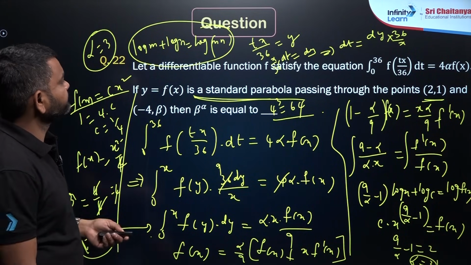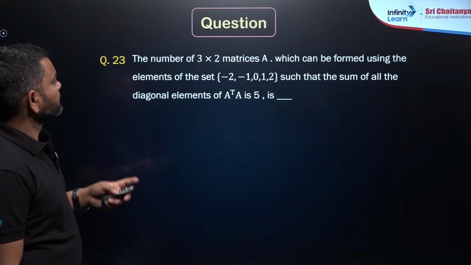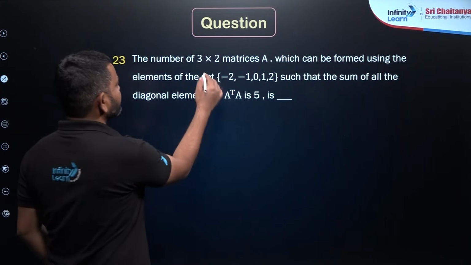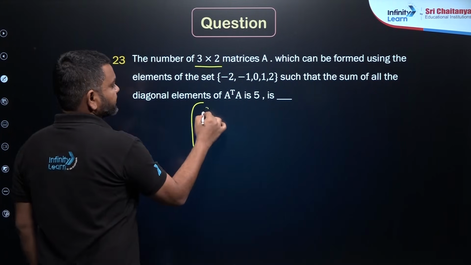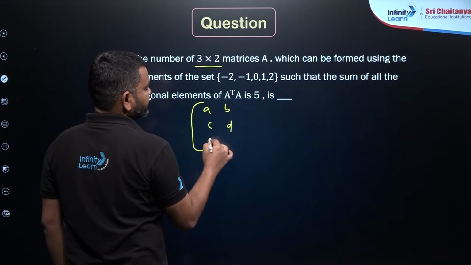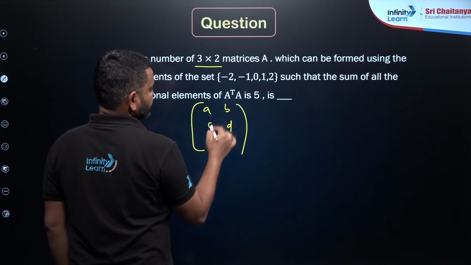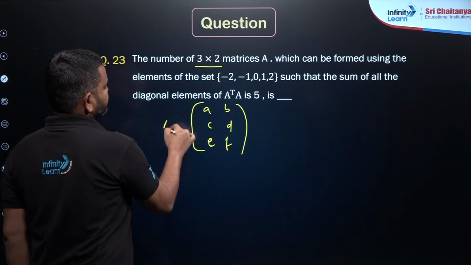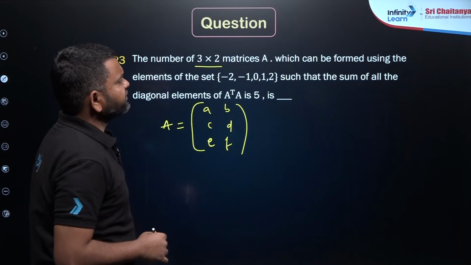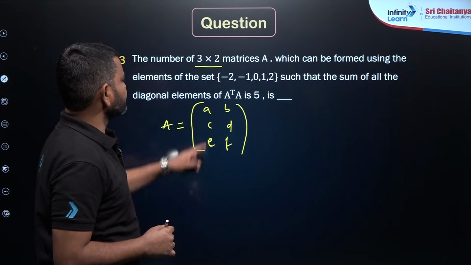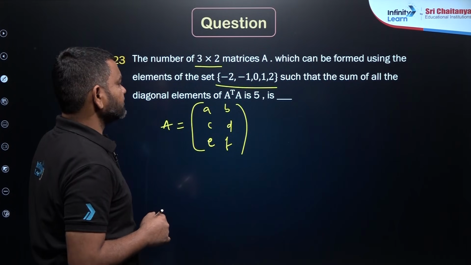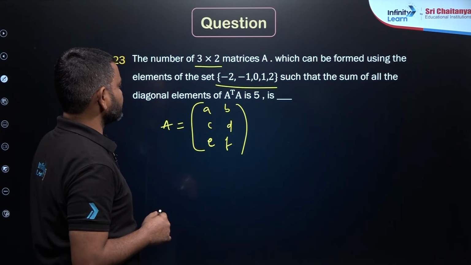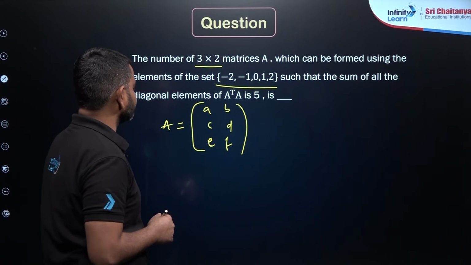Next, number of 3 by 3 matrices. So let's say A, B, C, D, E, F is the matrix I have. Let us say this is A, which can be formed using the elements here, such that the sum of all the elements in the diagonal of A power T, transpose into A.